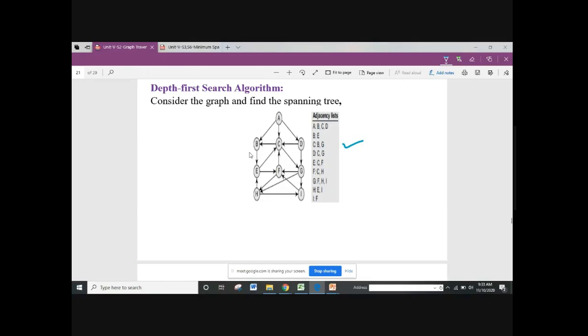Sanjeeva Kumar. Yes, ma'am. What is the adjacency vertex of C?